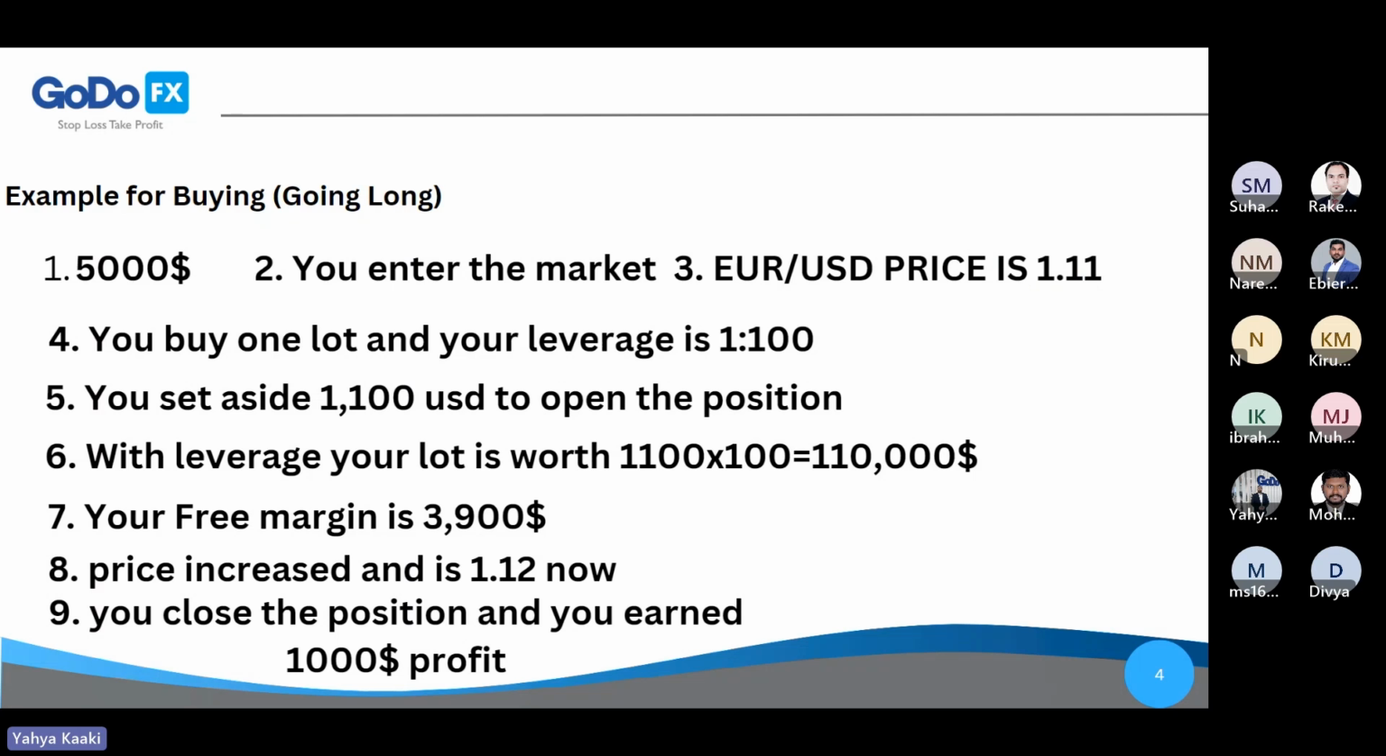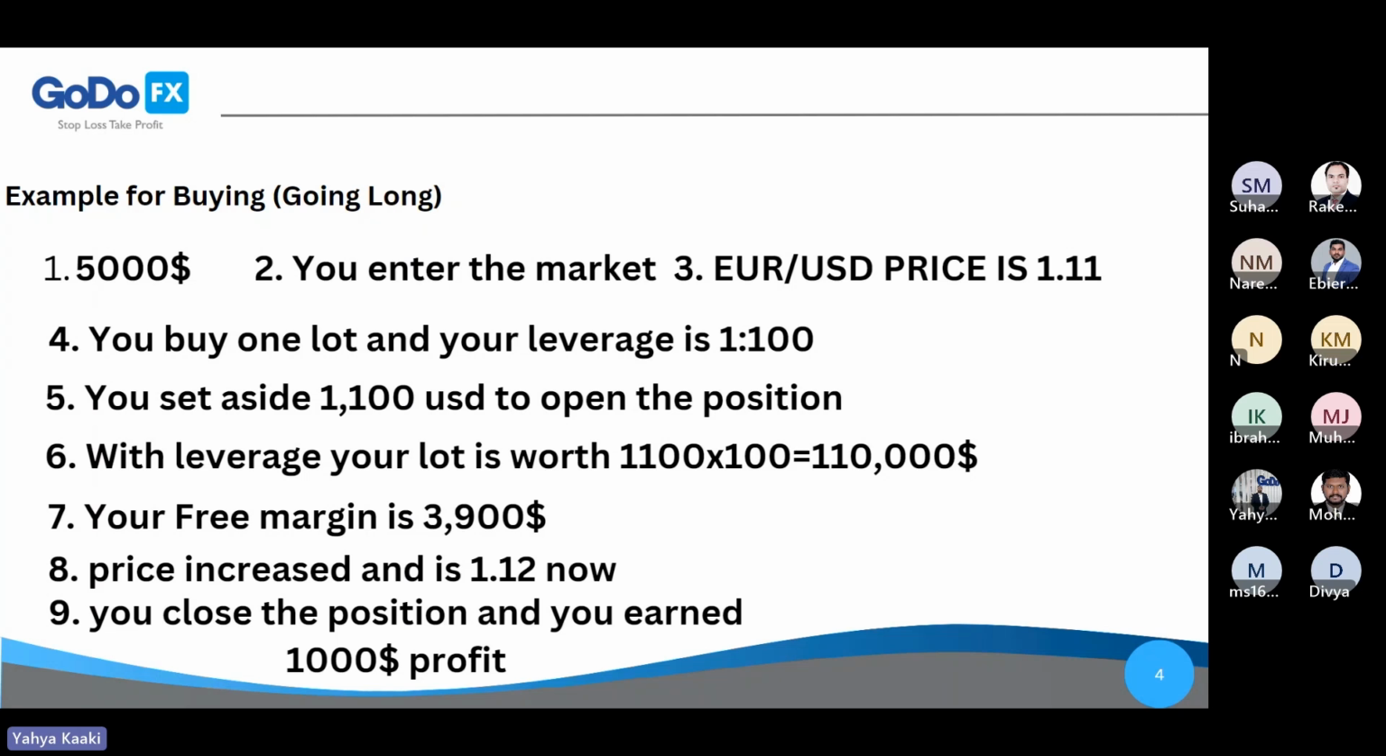So here we have the sell position. We have $4,000 in our account. So I chose to open a sell position with one lot, as we said, 100,000 units at 1% margin and the leverage 1:100. And currently the Euro USD price is 1.20. Okay, so you sell one lot and your leverage is 1:100, and you close the position.